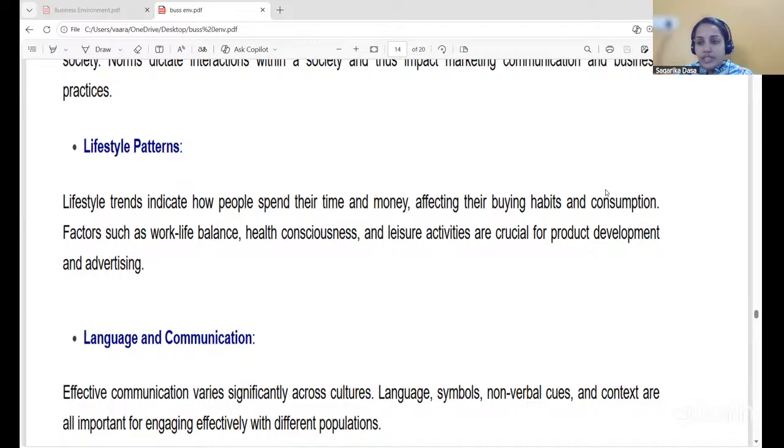Now we have this generation, Gen Z, Gen Alpha, like that. These generations also have their own spending behavior, buying habits, and consumption. When we see Gen Z, they have the highest buying habits and highest consumption habits. They spend most of their time on particular social media activities. Like that, lifestyle patterns also have an impact on the business.